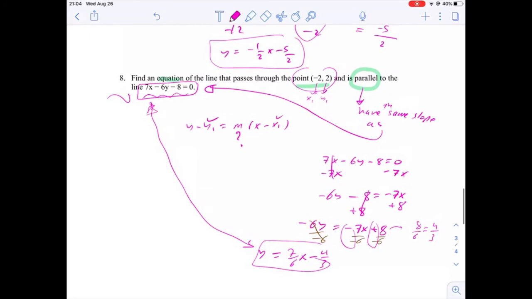So this form should be equivalent to the other form. But from this equation we can find the slope. What is the slope? The slope is 7/6. And since the slope of the given line is 7/6, that means our slope here is the same because they are parallel.